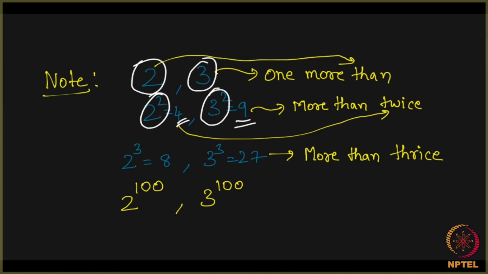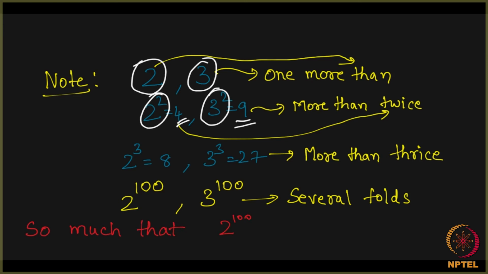This 3 to the 100 is several folds bigger than 2 to the 100. So big that, let's observe what happens. So big, it's several folds big, so much more than this, that if you look at the ratio, it is close to 0. Why?